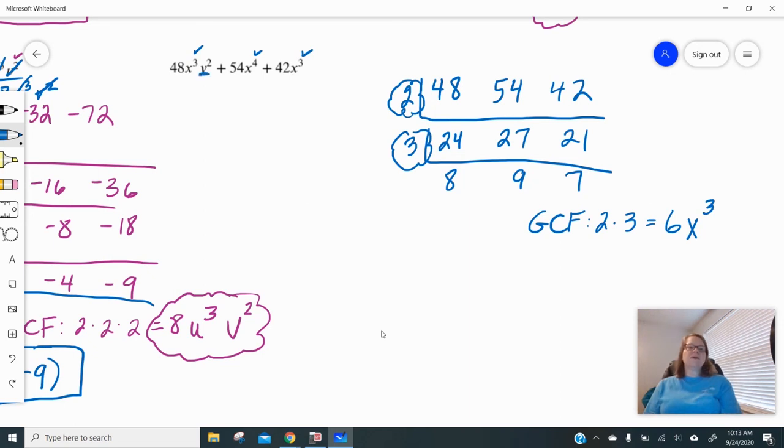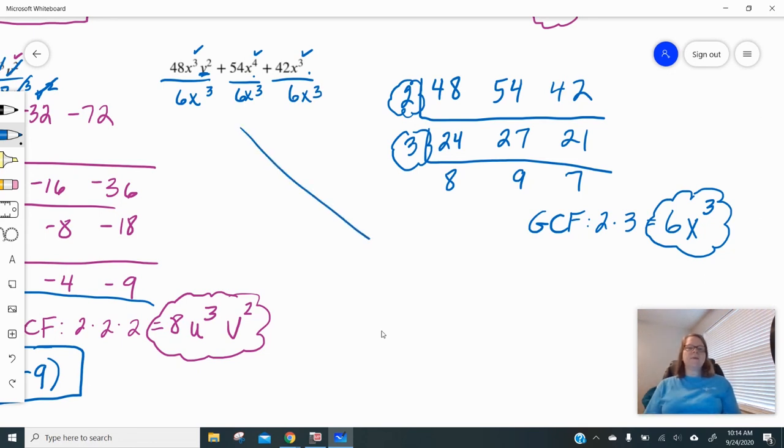And then this is a y squared, no x, no y, and no y. So do they have a y in common? No, just that first term has a y. The others don't even have that, so that's not part of the GCF. So my GCF is 6x cubed. That's what I'm going to divide out here from each part of this trinomial. Alrighty, so I'm going to put my answer down here. 6x cubed.